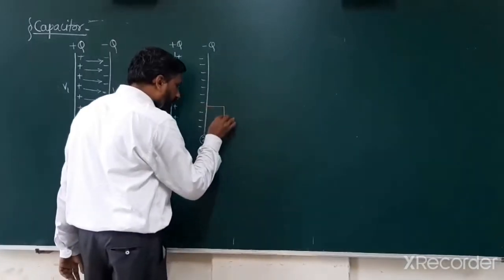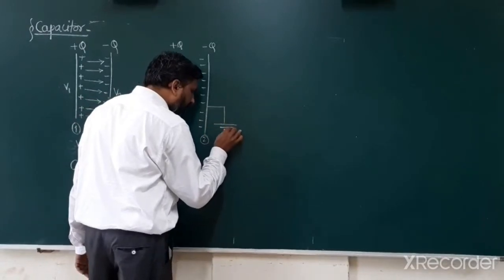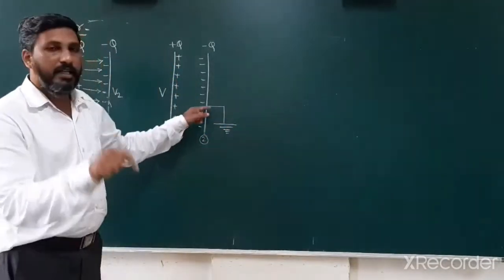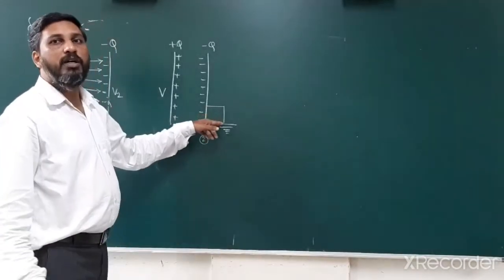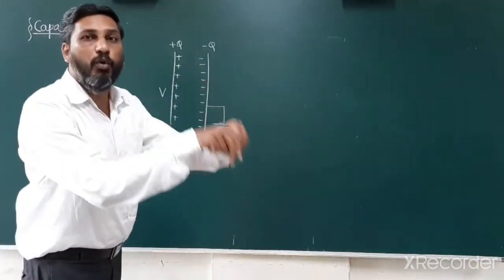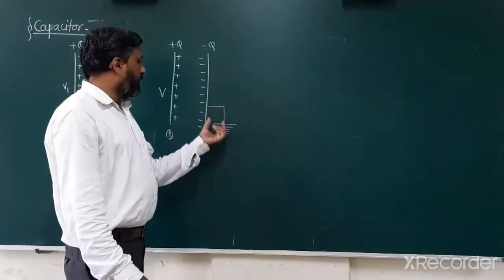This second plate is earth. Earth means what? It is connected to the ground. It is connected to earth, which means excess charge will flow. Okay? Now it will be the earth.